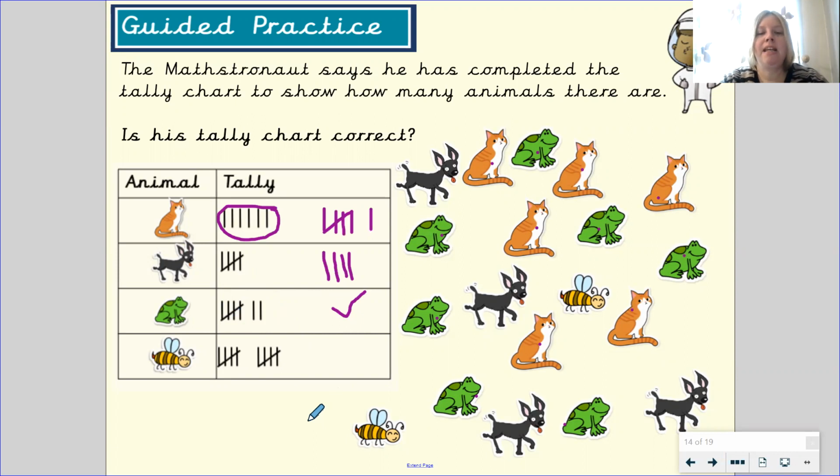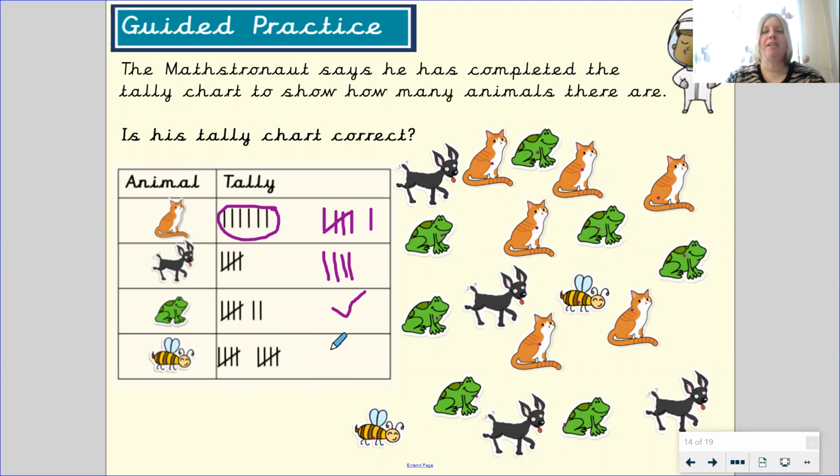Now we need to count the bees. Let's count our bees. Count with me. 1, 2. How many has our astronaut shown us? Our astronaut's shown us 10. How should he have shown us 2? I think he's got a little bit confused and thinks this shows 1 and this shows 1, when in fact this shows 5 and this shows 5.